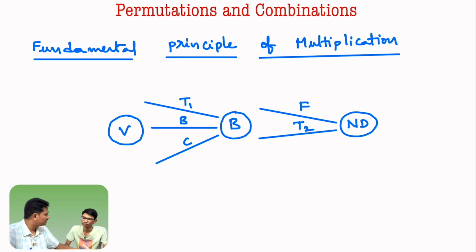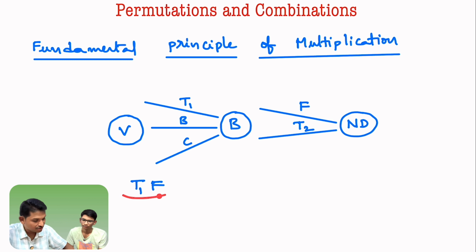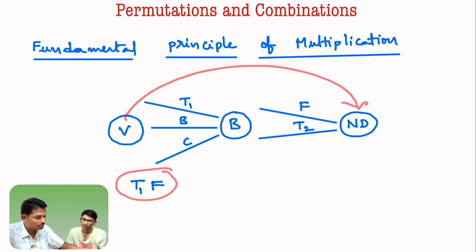How many ways? That means, first way I'll write here. How many ways can you reach? First, you will catch this train to reach Bangalore, and then you will catch the flight to reach New Delhi. This is one way of reaching New Delhi from your village. You understand? How many ways can you reach New Delhi from your village?